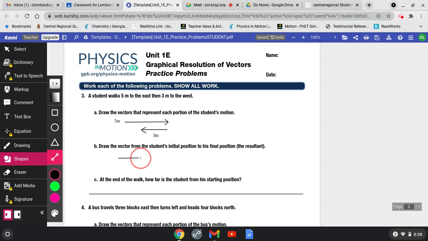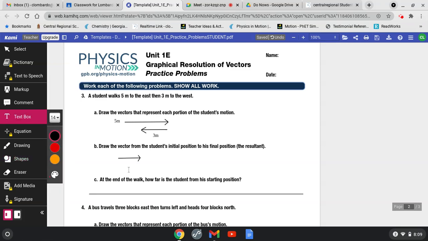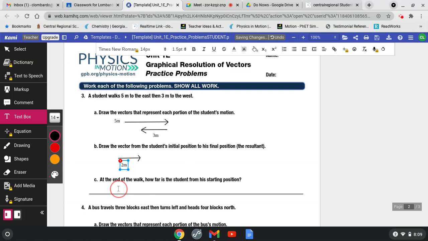All right, so you're going to be 2 meters to the right or to the east. So opposite direction you subtract them, and then the direction that the arrow or your result is going to be in would be the vector of the higher magnitude, which is the 5. So 5 meters. Okay, and so this is going to be 2 meters. Okay, at the end of the walk, how far is the student from their starting position? 2 meters to the east.